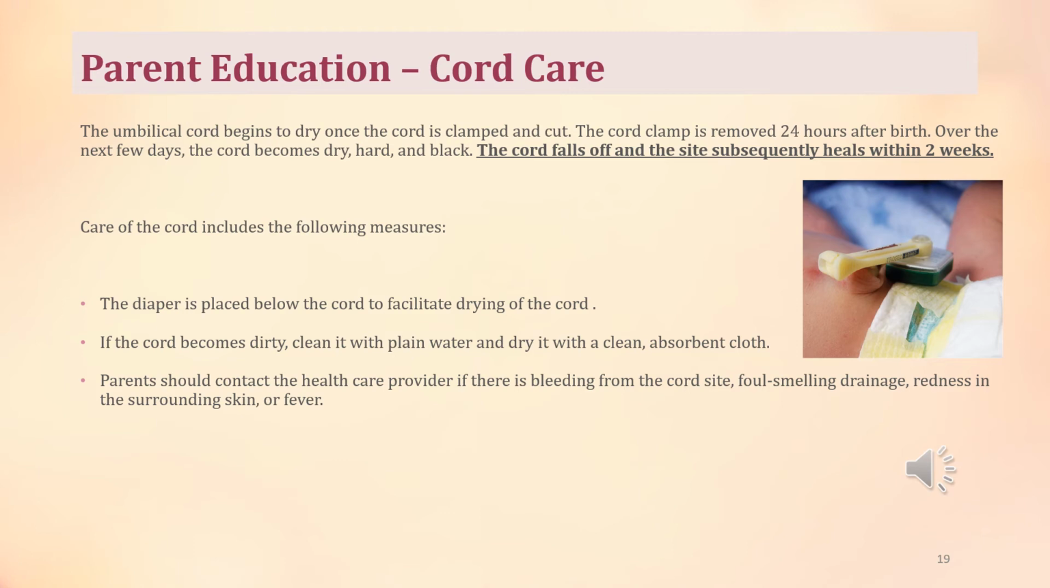We will tell them that that cord is going to turn from that whitish, kind of yellowy, clearish color to black as it dries up. And we want to make sure that we're watching for signs of infection. So when we put the diaper on, it should be like the baby in this picture, underneath that cord site.